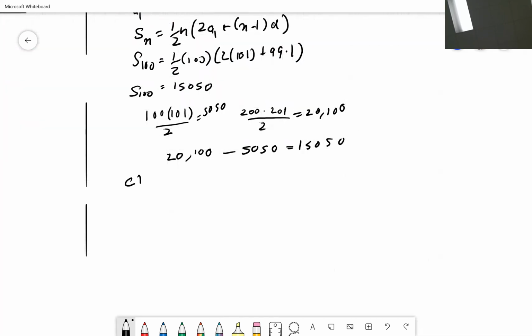All right, part C says, find and simplify an expression for the sum of the natural numbers from n plus 1 to 2n inclusive. Well, that's a more interesting type of question.